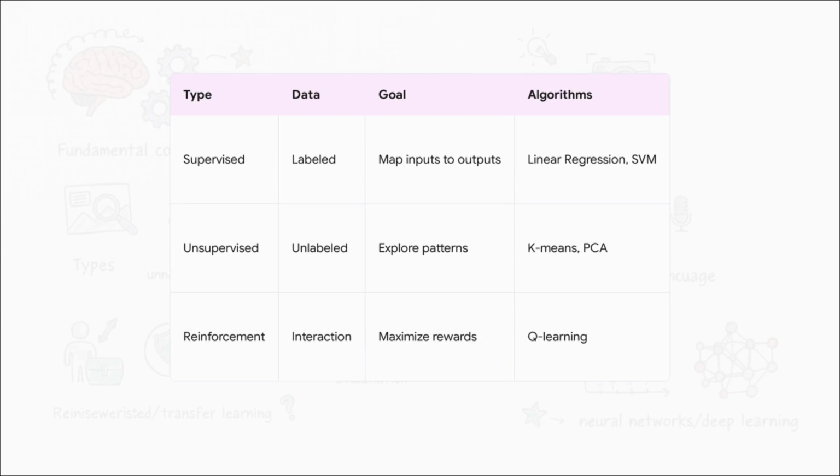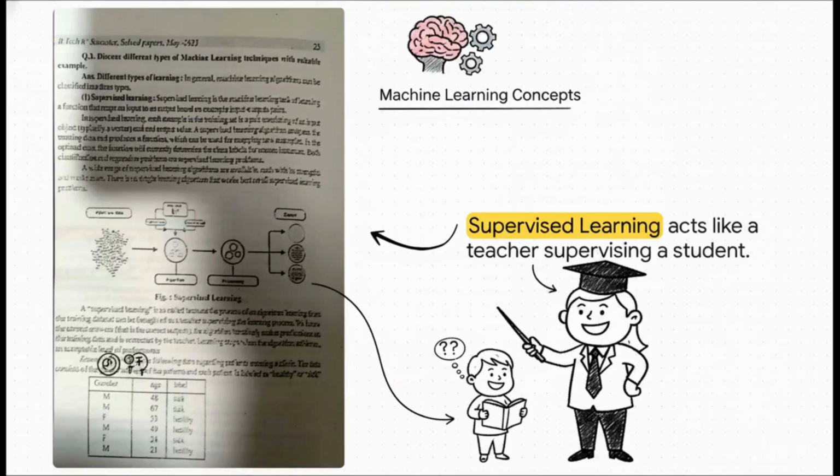Let's look at each one of these 3 pillars a little closer. Let's focus on supervised learning first. The way this flows is you feed raw input data into an algorithm alongside the correct answers. It acts almost exactly like a teacher supervising a student. The algorithm iteratively makes predictions on the training data and is corrected by the teacher. Learning stops when the algorithm achieves an acceptable level of performance.